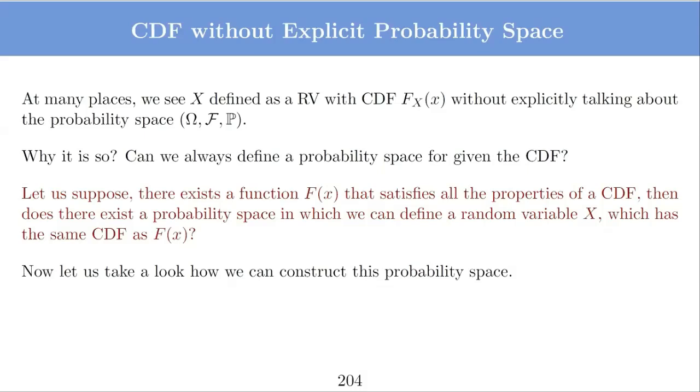Because we already know that we do need a probability space always. Otherwise, there's no sense in defining this random variable. A random variable is a map from some sample space. So why do we see these cases where we do not explicitly mention the probability space and just talk about the CDF of X?